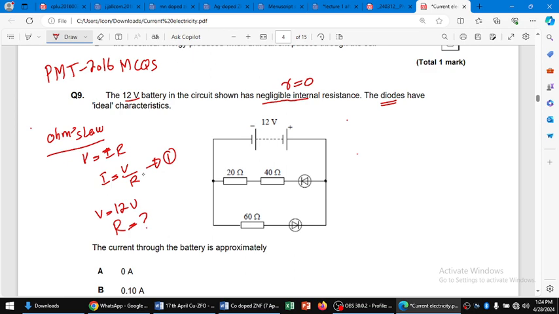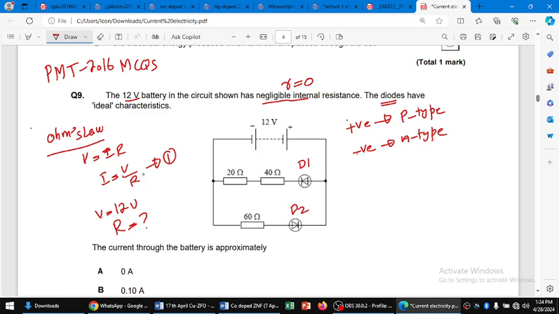Now in this scenario, the positive terminal is connected with this. Suppose this is diode D1 and this is diode D2. Diode D1 is forward bias. How do you know that it is forward bias? If the positive terminal of the battery is connected with the p-type material and the negative terminal is connected with the n-type, then it is forward bias.